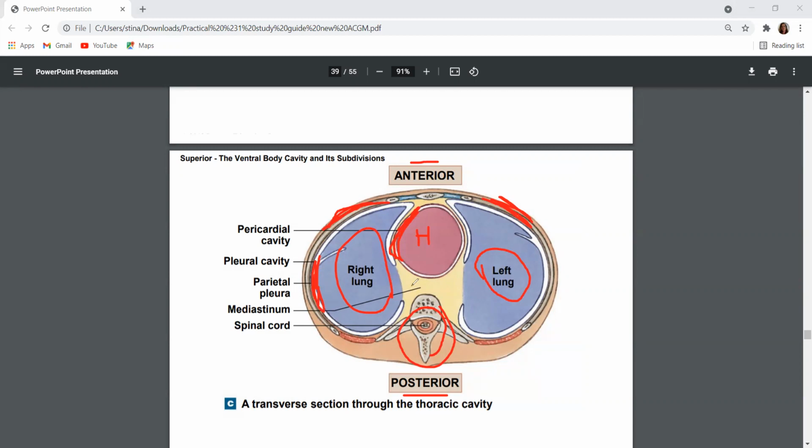Then you have a wad of tissue seen here in yellow. That wad of tissue is called your mediastinum. Your mediastinum is going to keep the heart and the lungs positioned correctly in the thoracic cavity. So in this picture, make sure you can also identify the pleural cavity, the pericardial cavity, and the mediastinum.